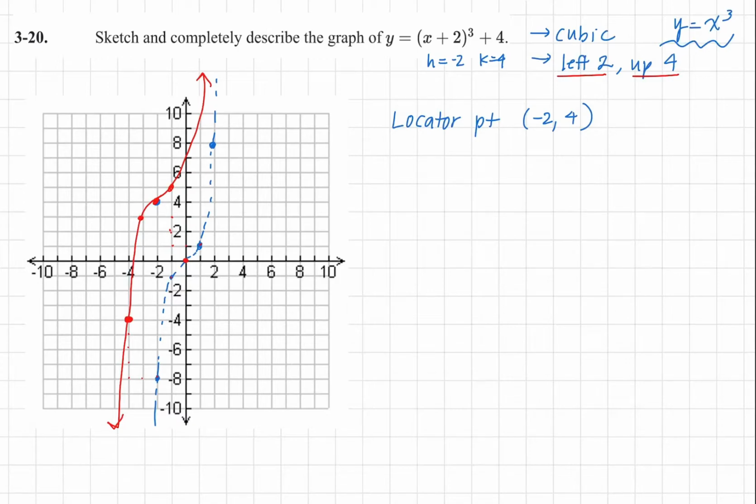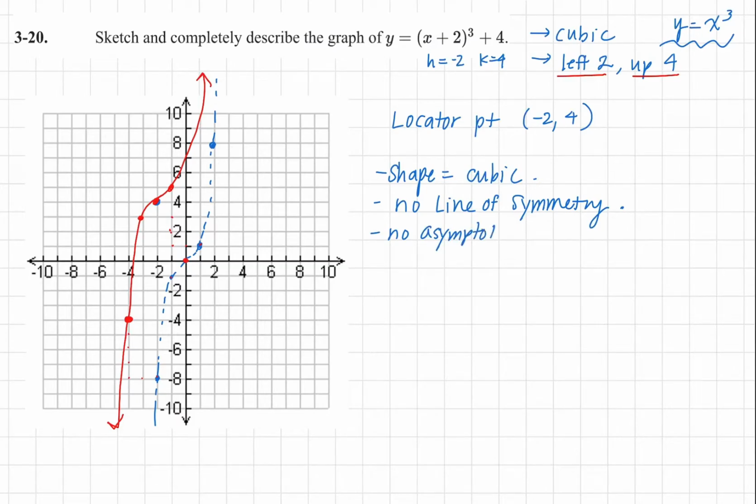So now we're going to have to describe the function. The shape of it is going to be cubic. There's no line of symmetry, right? No line of symmetry, meaning if you were to cut it in half vertically or horizontally or diagonally, it's not going to be a reflection of each other. There are no asymptotes. Okay. The domain looks like it's going to be all real numbers. Same thing for the range. It's going to be all real numbers.